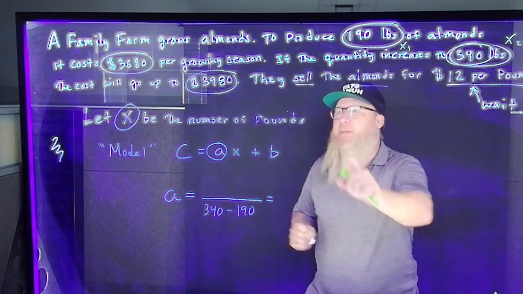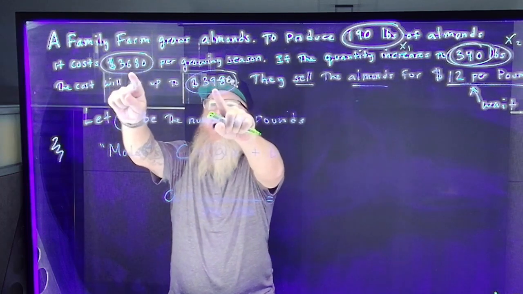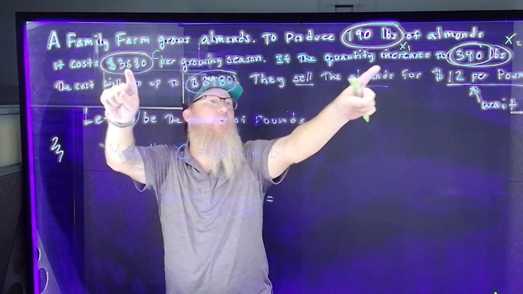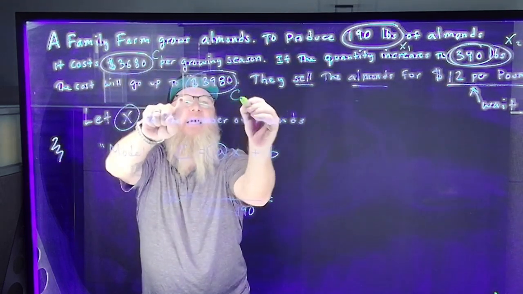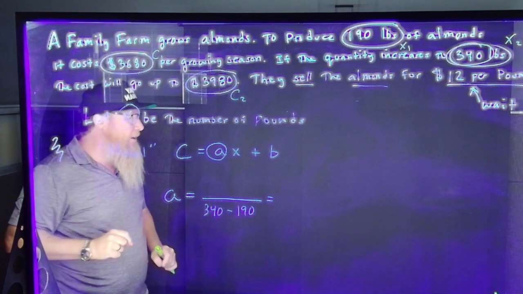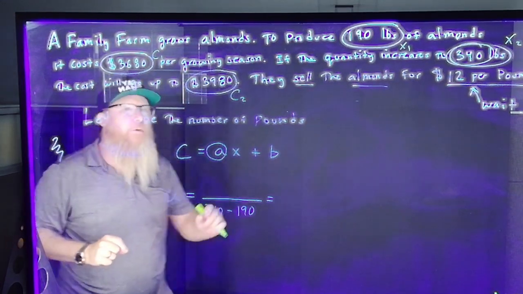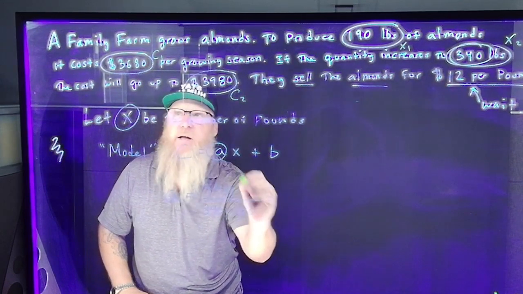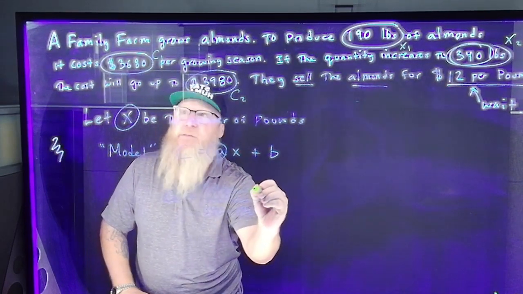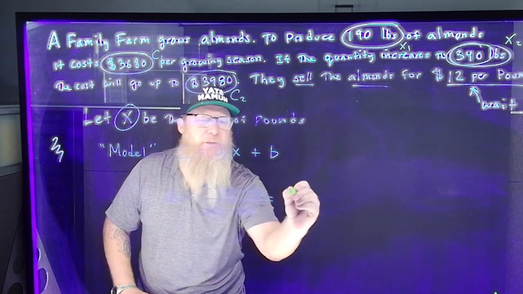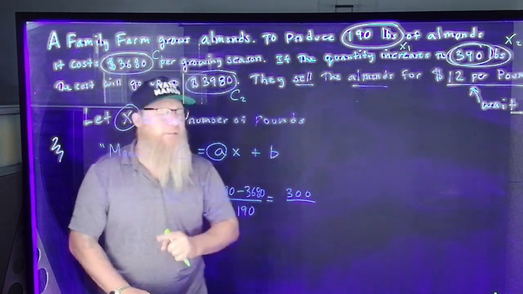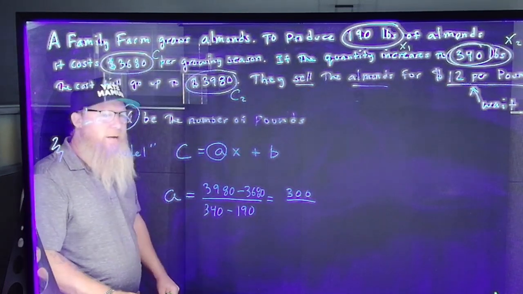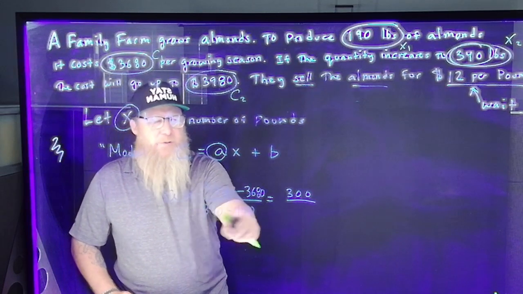And then we need to associate the corresponding costs. So this is cost 1, the cost for 190 pounds, and that's cost 2, the cost for 340 pounds. So we'll subtract and find the difference in cost as well, which I already noticed is not very much. It's only a $300 difference in cost, and then the number of pounds is quite different.